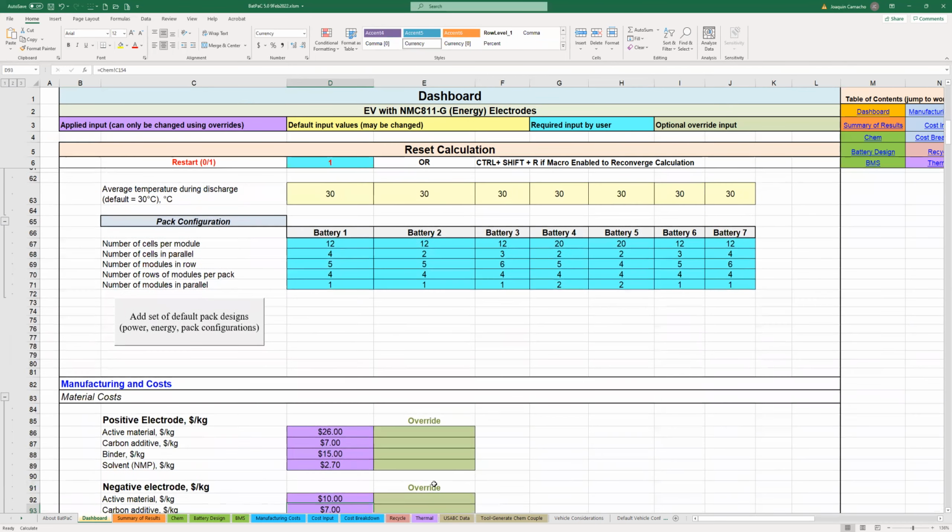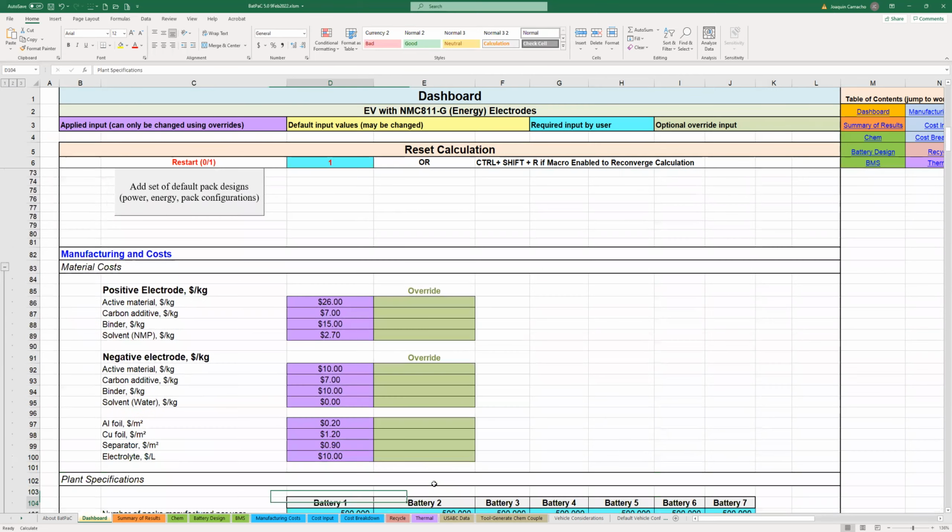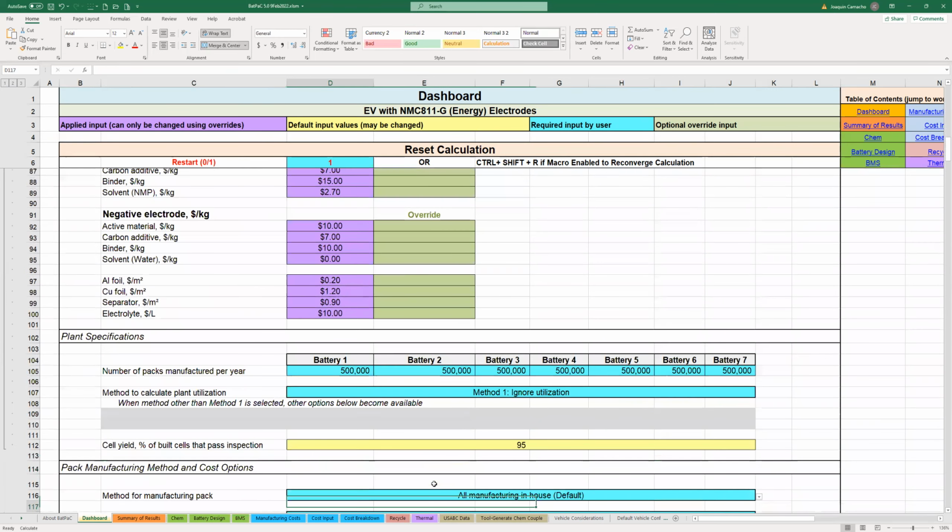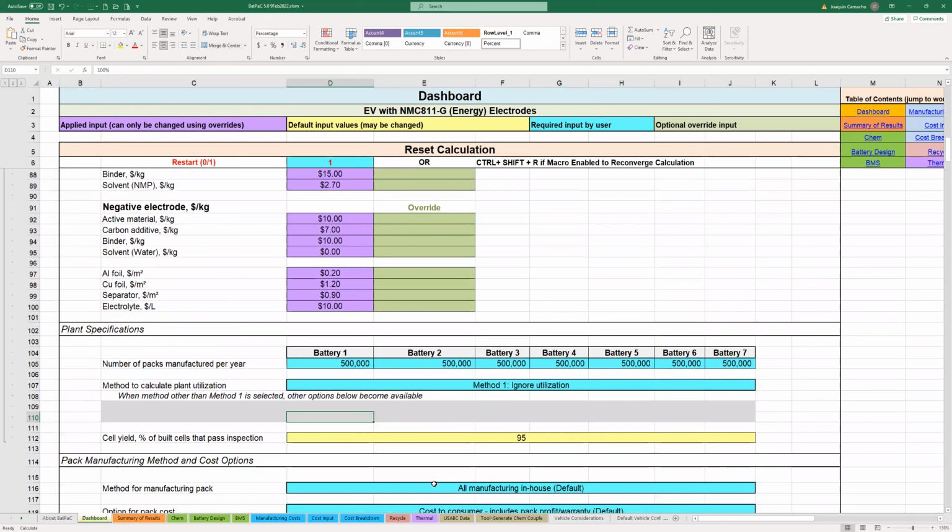There's no more teal until you get to this number of manufacturing packs per year. This is pretty much the production rate, the annual production rate. And 500,000 packs is probably a decent number for Rivian, because they plan to manufacture around 100,000 Rivians per year or something like that. We can look that up easily. I forget the number, but so that's the amount.